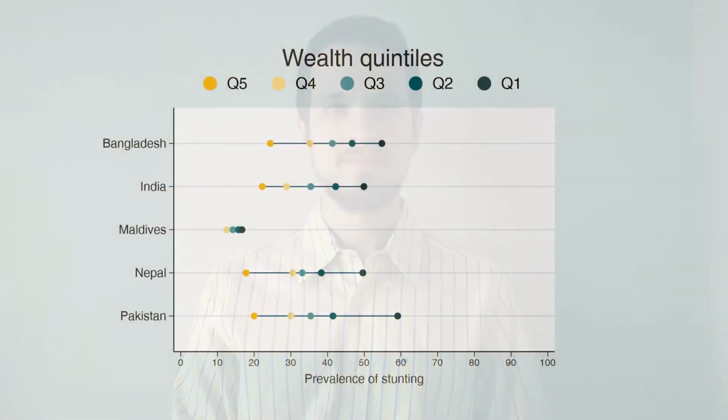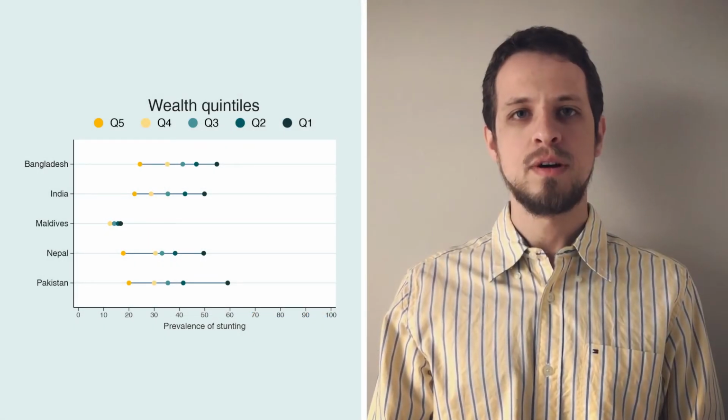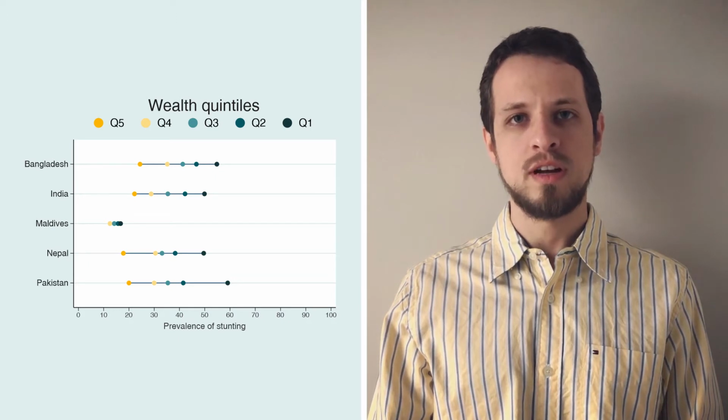I will present what is an equiplot and how do you create one using Stata. The equiplot is similar to a dot chart. It is a very useful tool to analyze inequalities. In this example, we are analyzing inequalities on the prevalence of stunting according to wealth quintiles.